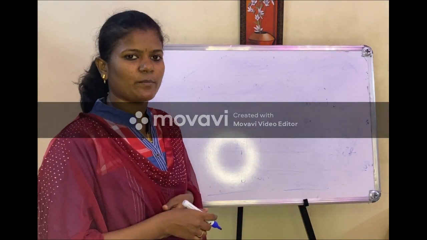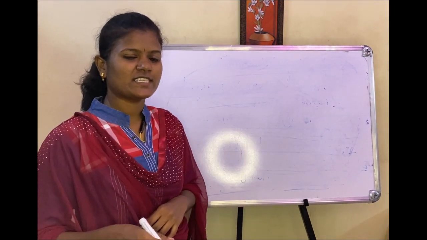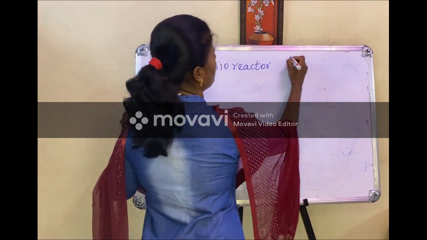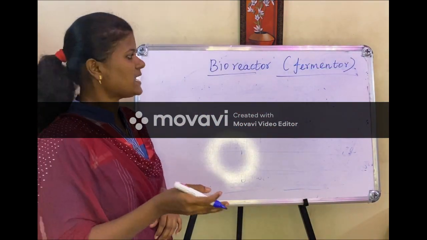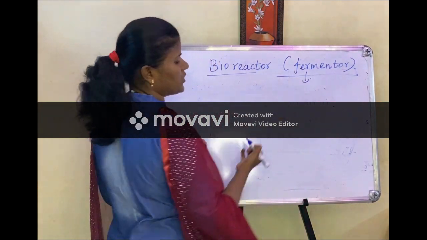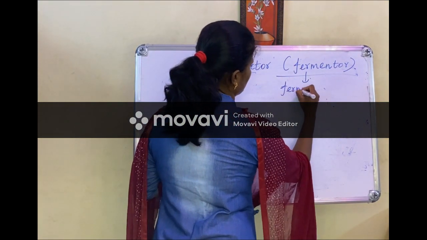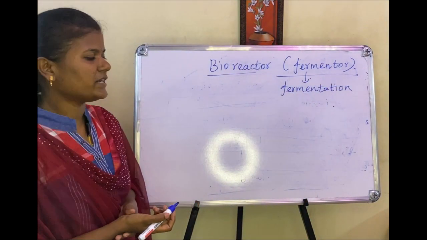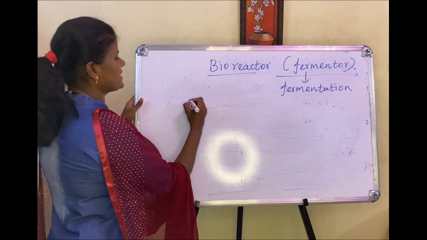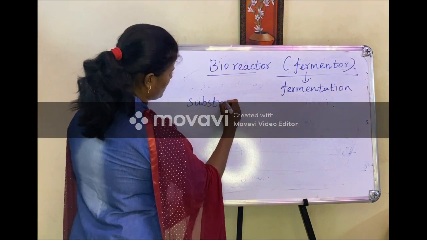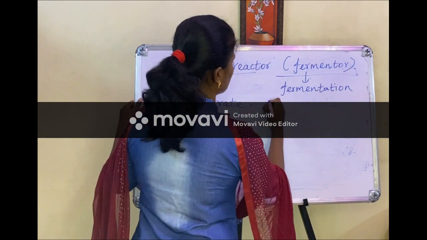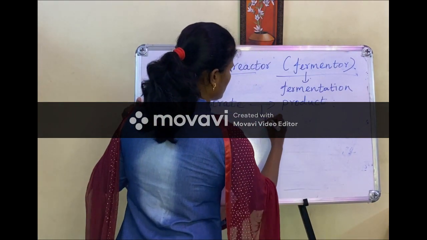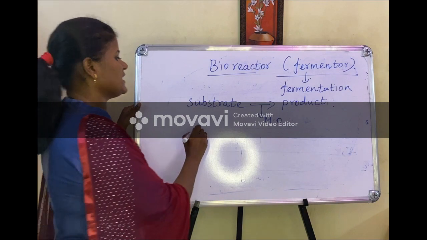Let us move on to the next topic, the fermenter. Next we are going to discuss the bioreactor. What is a bioreactor? It is also called a fermenter. The fermentation process takes place in the fermenter. What is fermentation? Substrate is converted into product by using microorganisms. This process is called fermentation.